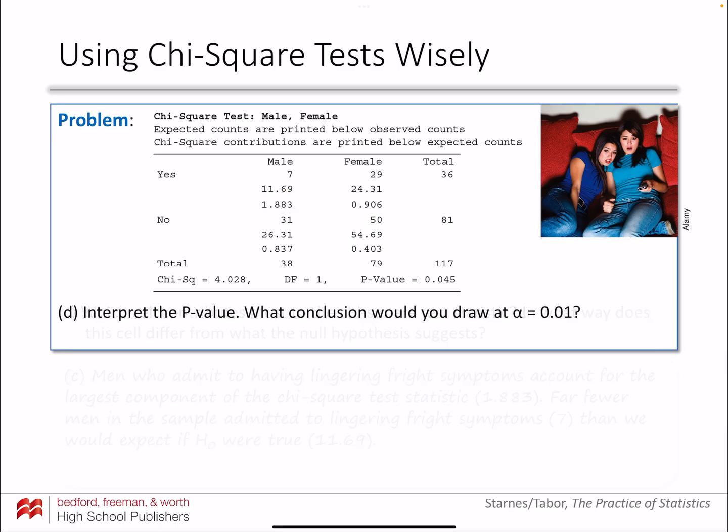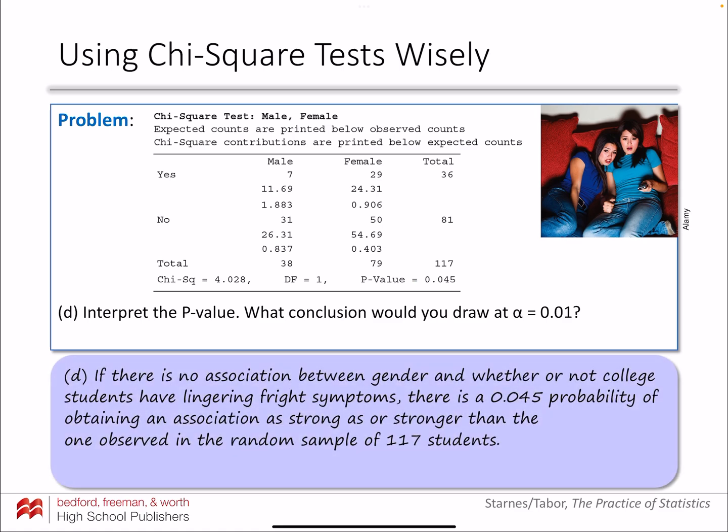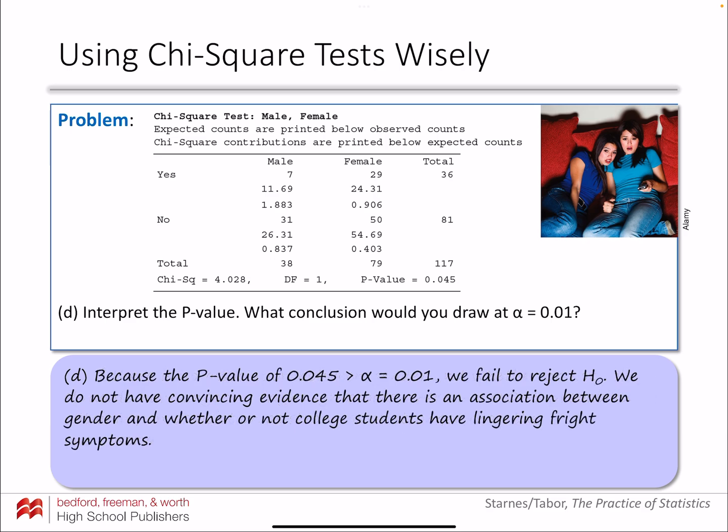All right, so here's our p-value. They gave it to us. Interpret it. Remember, we're assuming that H0 is true. If there's no association between gender and whether or not the college students have lingering fright symptoms, there would be a 0.045 probability of obtaining an association as strong as the one that we see or stronger. So our p-value is 0.045.